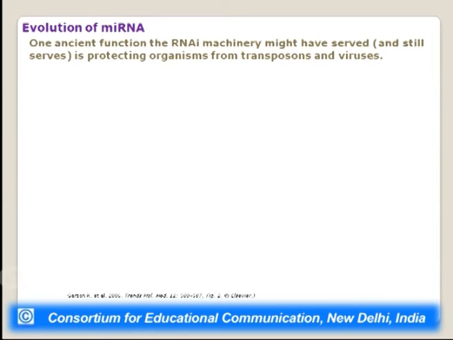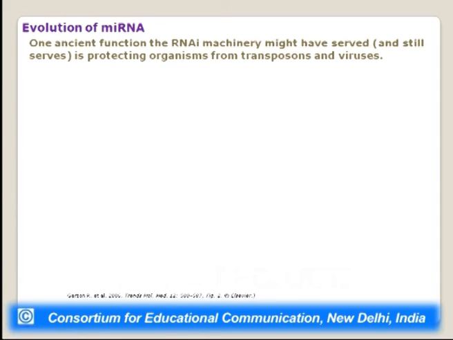Looking at the evolution of microRNAs, why did the microRNA ever evolve? Because the RNA interference machinery was present in cells, but for example in the case of yeast, the RNA interference machinery is present, but microRNAs are not found. So, they said that one ancient function the RNAi machinery might have served, and still serves, is protecting organisms from transposons and viruses. So, the RNA interference machinery was present in the cell because it acts as an immune system.